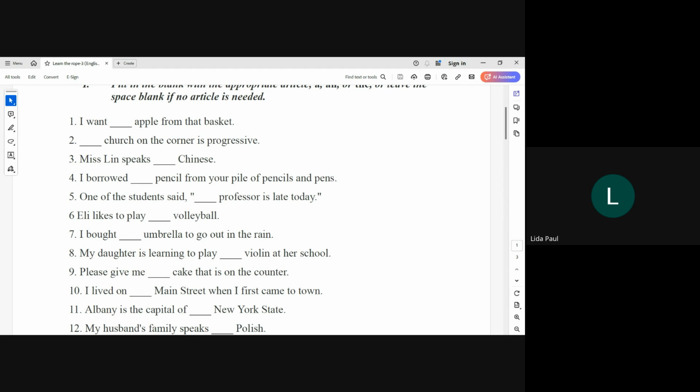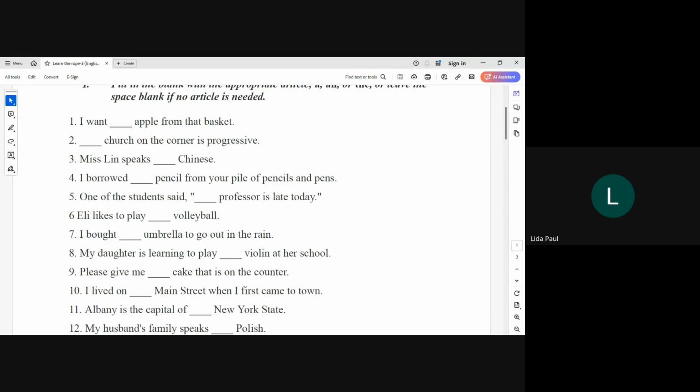Names of musical instruments usually take the article the. So my daughter is learning to play the violin at her school. My daughter is learning to play the guitar at her school, play the piano at her school. This is what I was talking about, that there are certain things which are followed by convention. So with musical instruments, you use the article the.